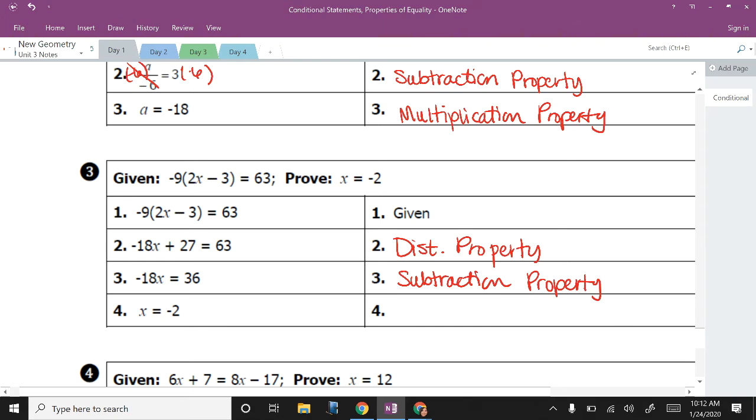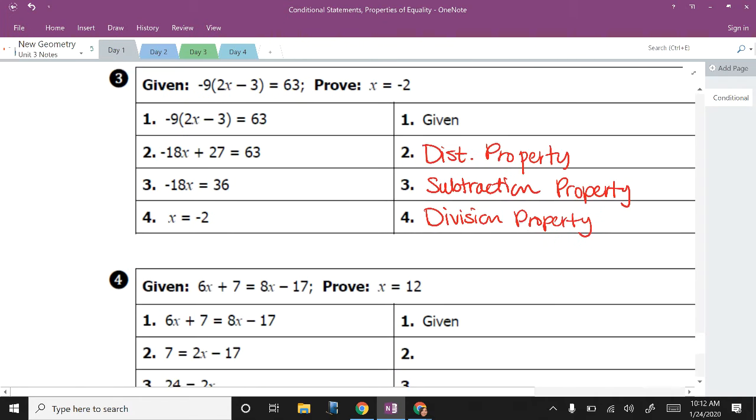And then they went from negative 18x equals 36 to x equals negative 2. What's the final thing they did on both sides? Divided. Division. How to sound it out? Property. Y'all see what we're doing? We're just writing down what property is used to solve the equation from one step to the next. Let's skip number 4.